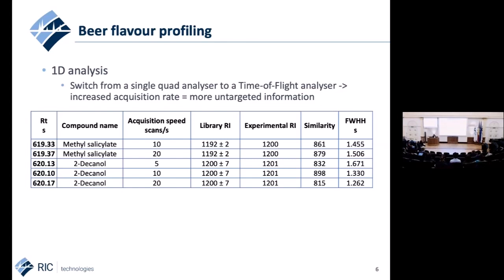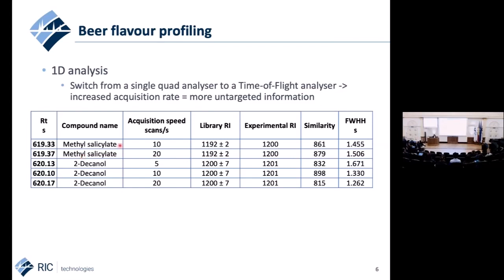What we saw is that, for instance, when working at 5 scans per second, which is typically the speed we use with a single quad analyzer, we are able to detect the 2-decanol, which is an important aroma compound, but we are not able to detect the methyl salicylate. This is also a very important aroma compound in beer.